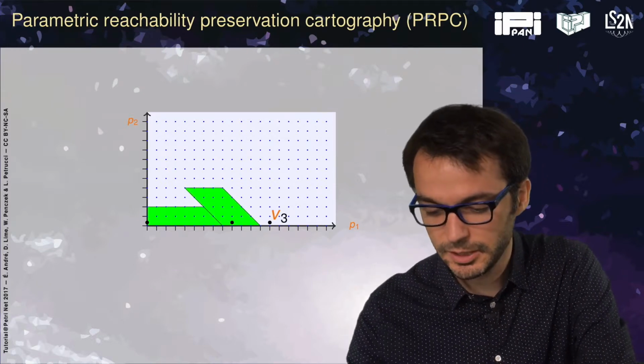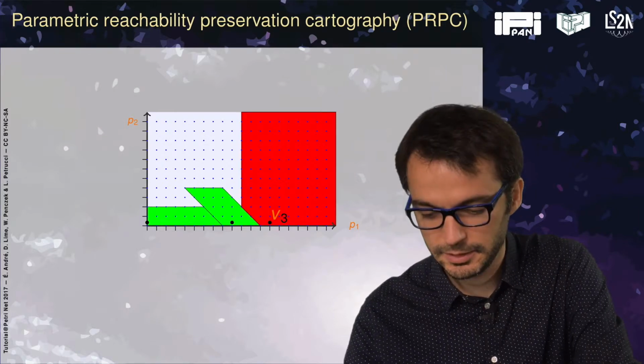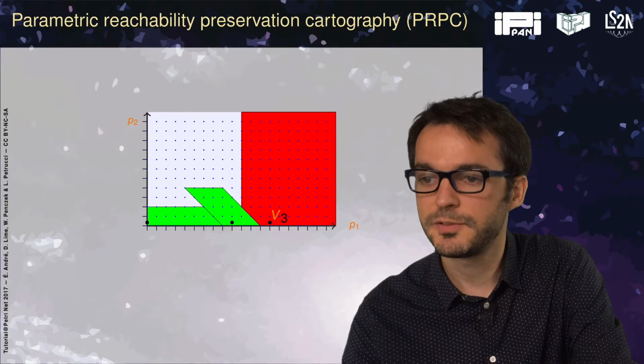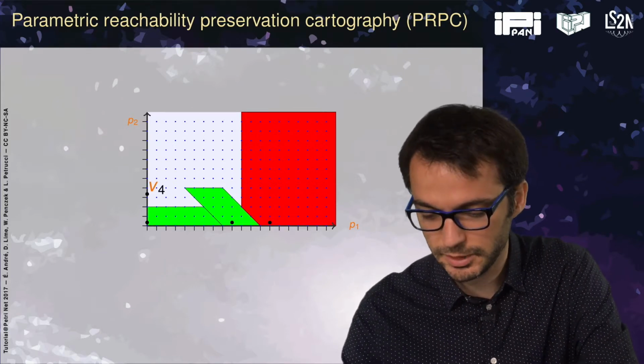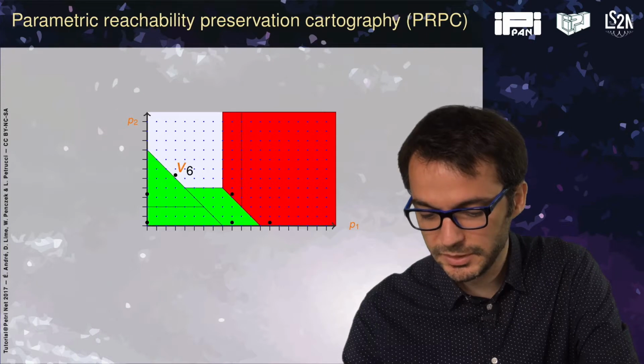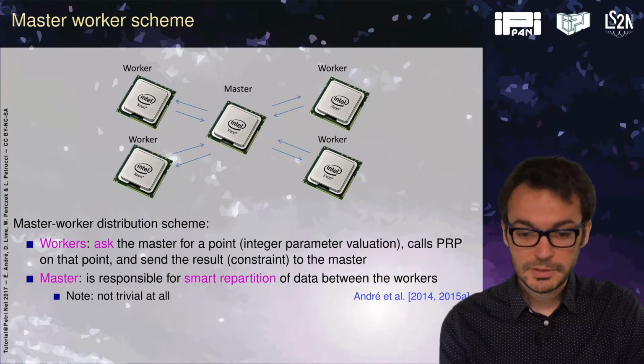Again, it's safe. Then we move to the next one. That one is a bad zone, meaning all those parameter evaluations may eventually reach a bad state, so they are unsafe. And we do like that until we completed our full bounded domain.